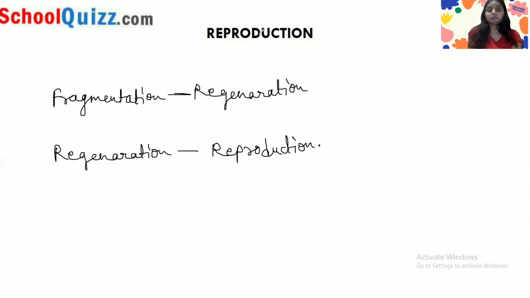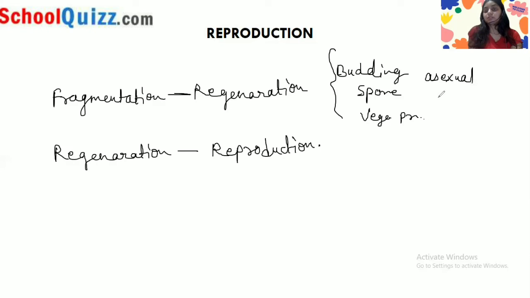So this is all for today, and in the next class we will see all the other types of reproduction, like budding, spore formation, and vegetative propagation, which remain. We will see all those other types of asexual reproduction, and also see sexual reproduction.